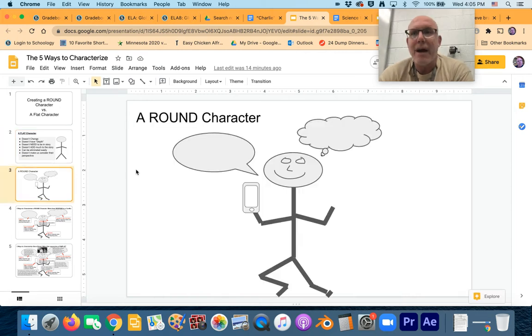All right. Now I want you to draw this stick figure below that. Make it bigger because you're going to need room. So this whole thing should take about a page. A round character has parts to them. They have multiple elements to who they are. And you can kind of guess.